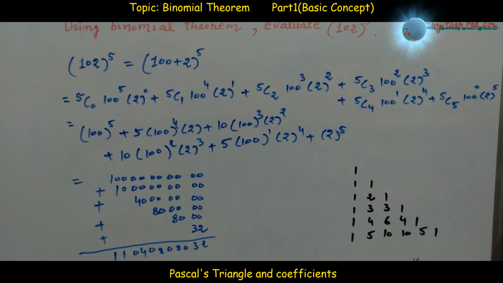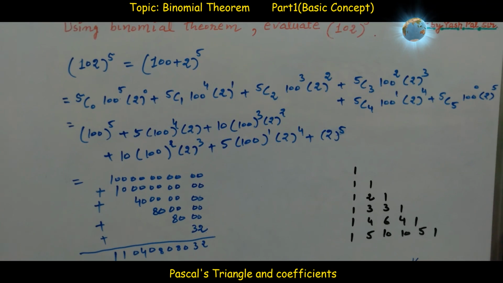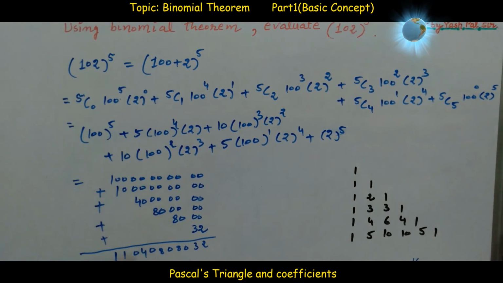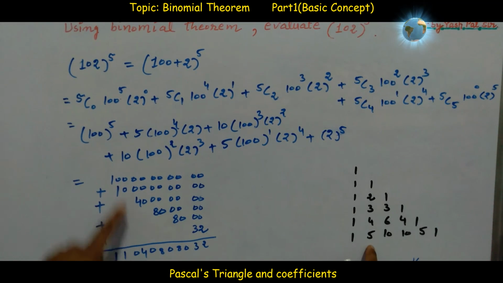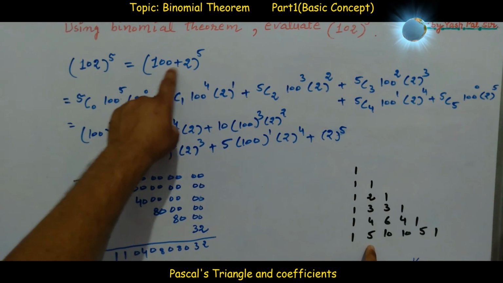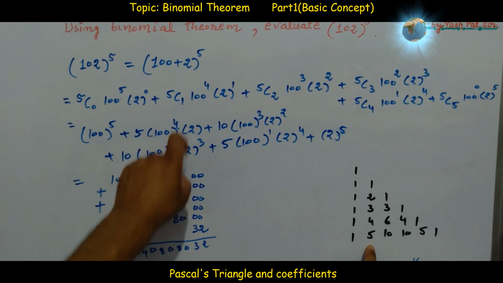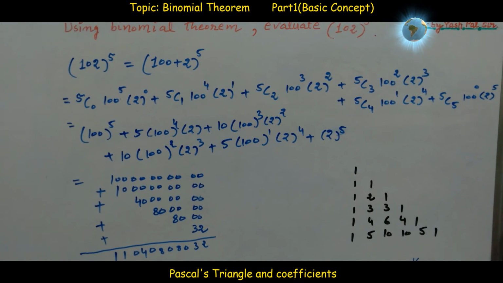So this is the way we can very simply solve the question using the binomial theorem. This Pascal's triangle is very important. We can find the coefficients of the expanded terms of the binomial expansion. That's all. Thank you very much.